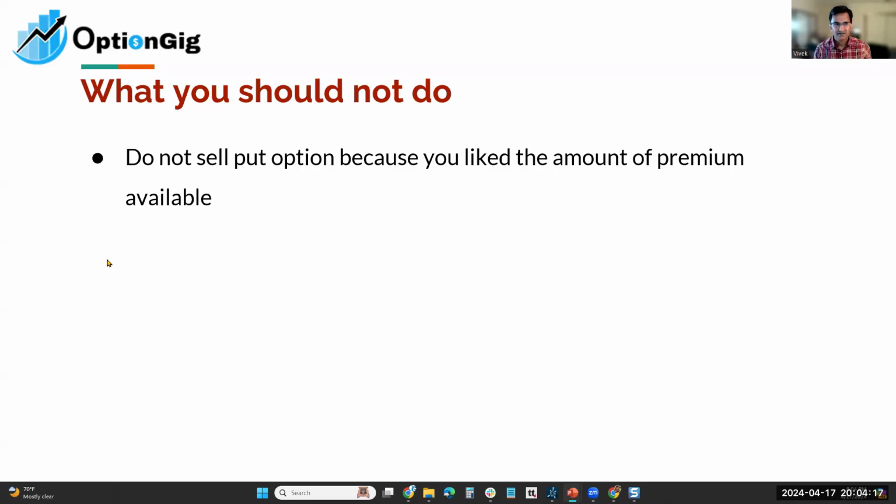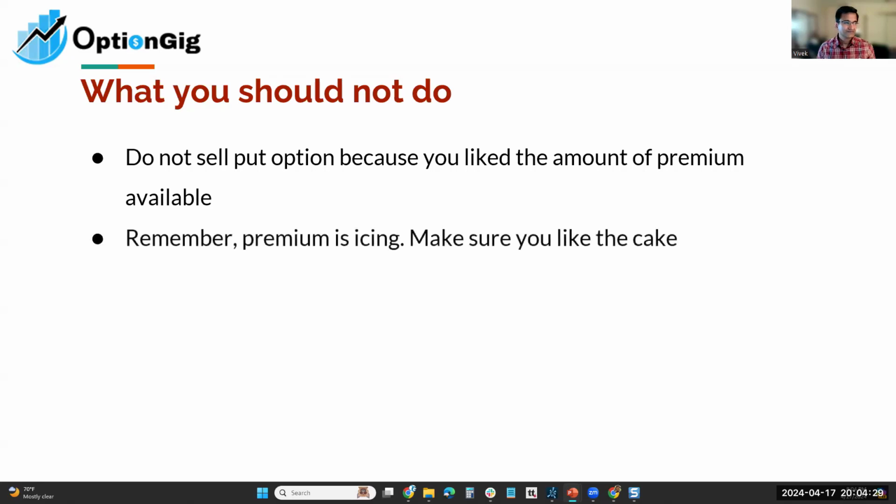And there will be stocks on which the premium is like 10% per month. Don't do that unless you like the stock. So premium is just an icing. So don't buy the icing if you don't like the overall cake, right?